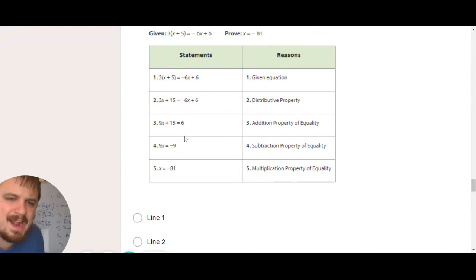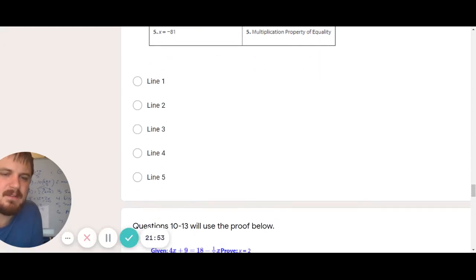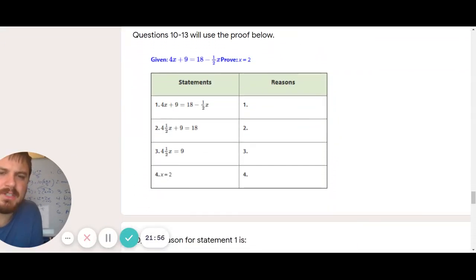Okay, next line says subtraction. So 9x stays, the 15 is gone, so you must have done minus 15, so it's gone. And then 6 minus 15 makes it negative 9, so it's all good. Okay, now think about it. What would you do here? You should divide by 9 and divide by 9. But what do they say? They did multiplication. They multiplied by 9, and got negative 81. Should you have multiplied? No, you should have done division, divide by 9, and you would have gotten x equals negative 1. That's what the proof should have been, x equals negative 1. All right, so which line was the mistake? Line 5.